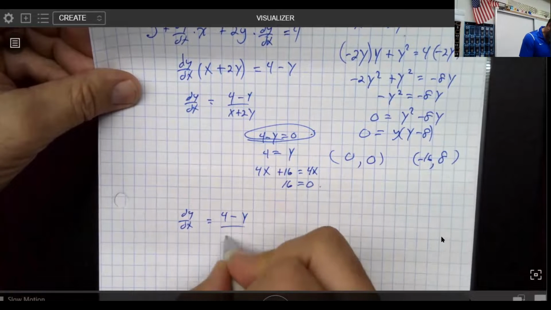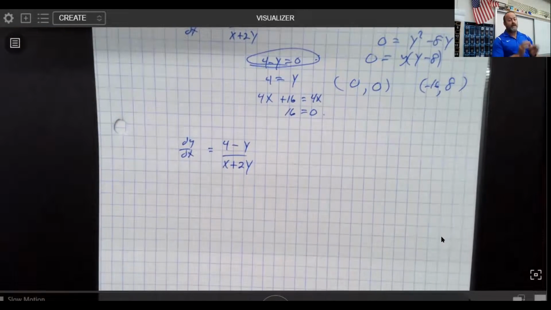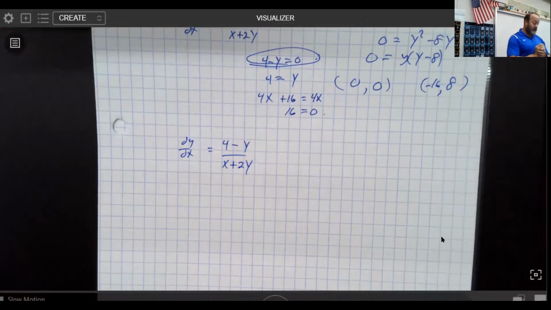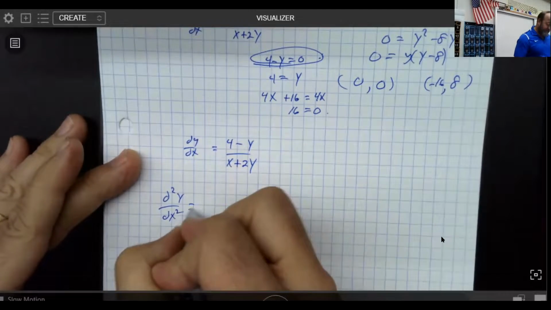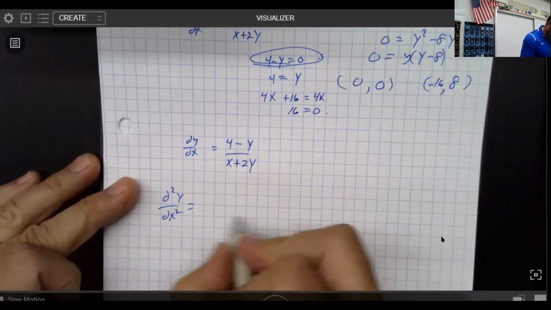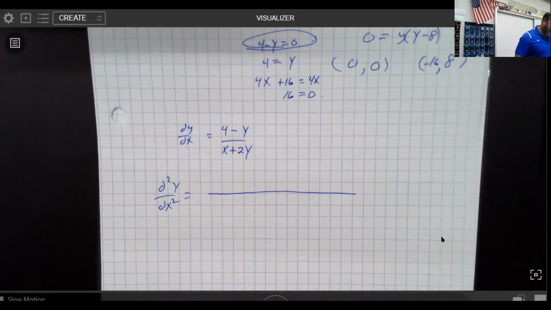Now here's where the problem gets tough. So I'm going to go ahead and do this one time on this video. I don't know that I'm going to make a lot of videos with this, but I want to try to find that y double prime. So I'm going to go ahead and take the derivative of this. Now, again, that doesn't sound like it should be all that hard, but as a hint, I'm going to kind of blow this thing up a little bit.